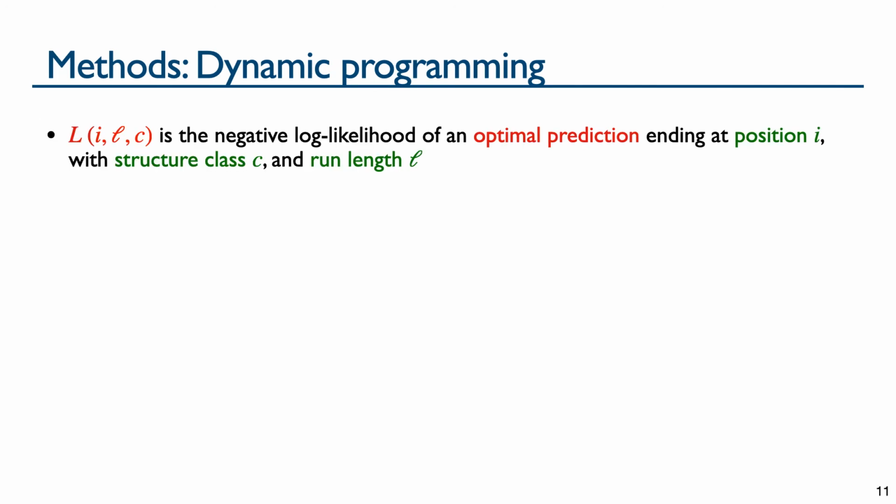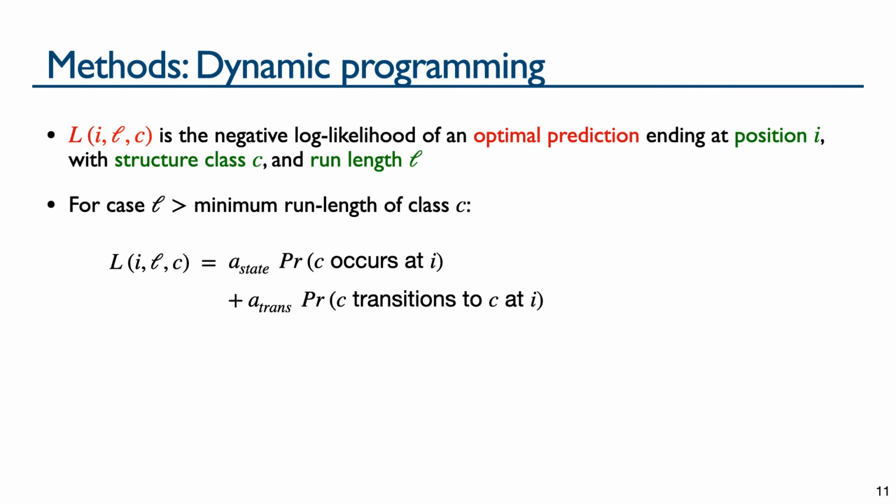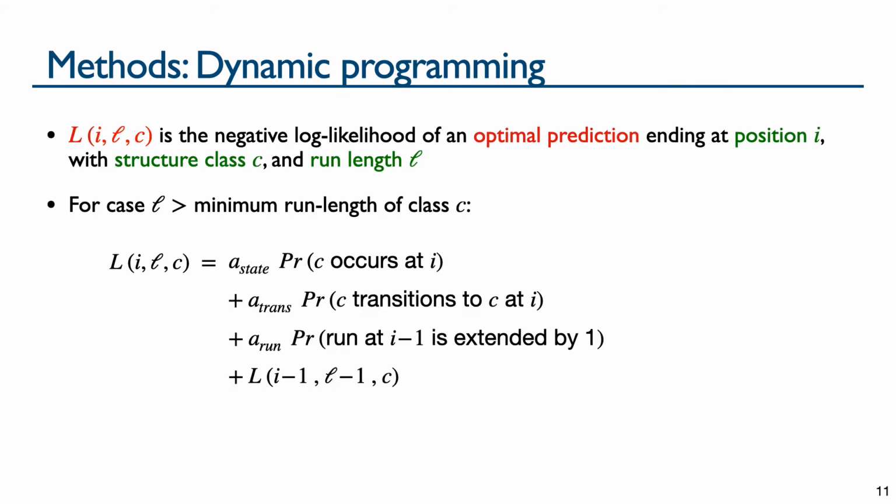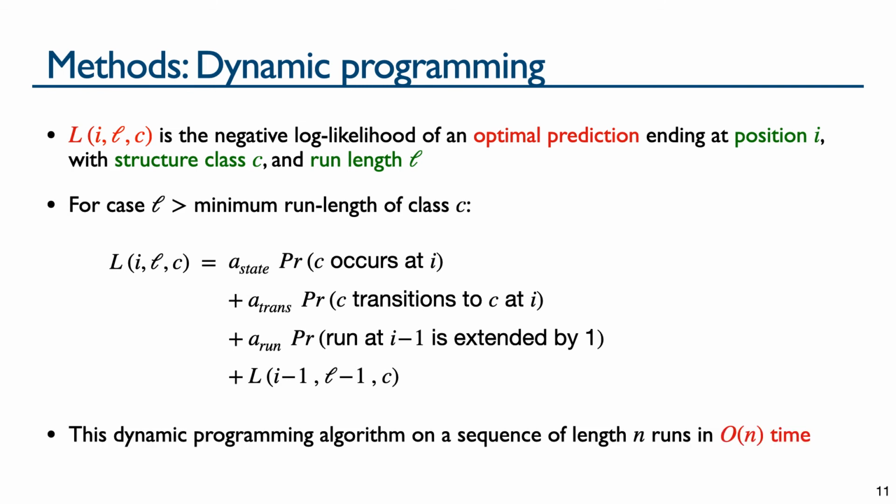The dynamic programming algorithm computes a quantity L of I, L, C, which is the negative log likelihood of an optimal prediction ending at position I with structure class C and run length L. Below, we give one of three cases. The general case where I is greater than the minimum run length of class C. Here, L of I, L, C is a sum of state, transition, and run length probabilities, and the negative log likelihood of an optimal prediction ending at the previous position. Given a sequence of length n, this dynamic programming algorithm runs in linear time.